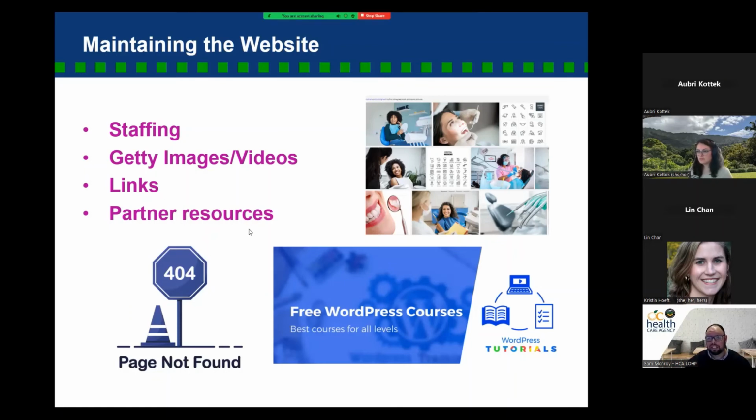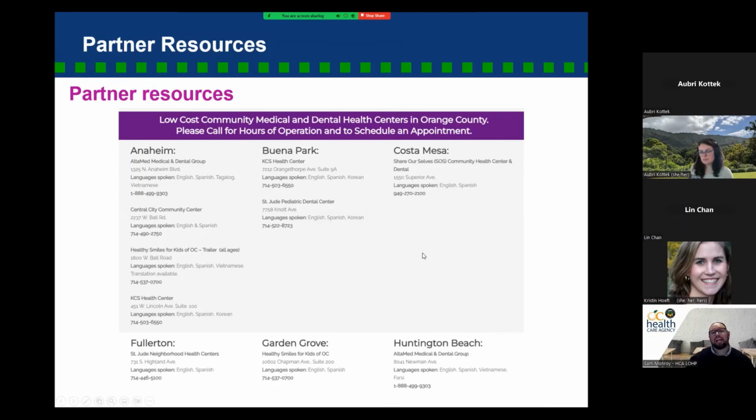And then partner resources. Making sure that the page is up to date isn't just our staff who does that. One of the things that we were able to work with our partners to do, right, is that they wanted to share with the community their availability, where they're at, their phone number, to get people to come to their offices to be seen. Well, that's important to us too, as the LOHP, but I can't be responsible for making sure that all of this information is up to date and current all the time. It just takes too much time.